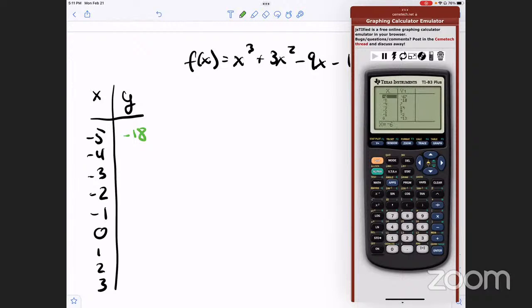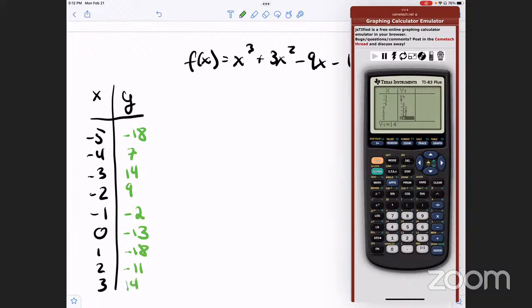So you see the -5, 8, -18, -4 is 7. -3 is 14. Oops. -2 is 9. -1, and again here, -1 we got -2. 0 we got -13. 1 we got -18. At 2 we got -11. And at 3 we got 14, right?